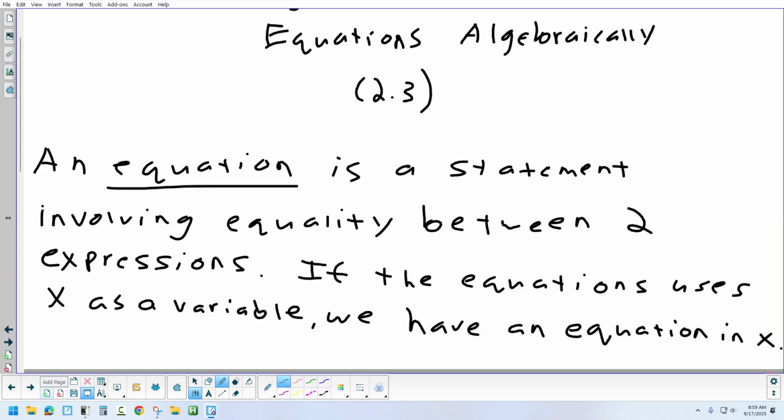We don't always have to use x. It's the most common one, especially when you're graphing. But sometimes if you're doing a word problem and it has something to do with like number of hours worked at a job, you might do h for hours. Okay. So you can use different letters.